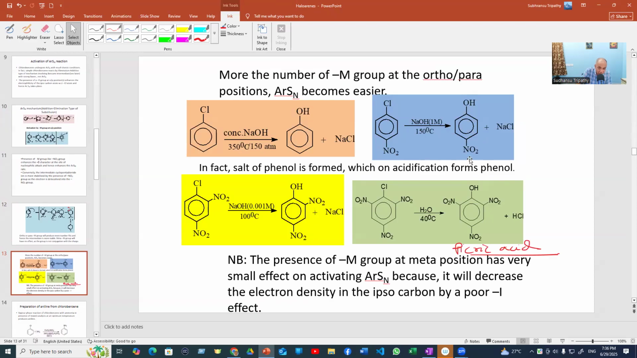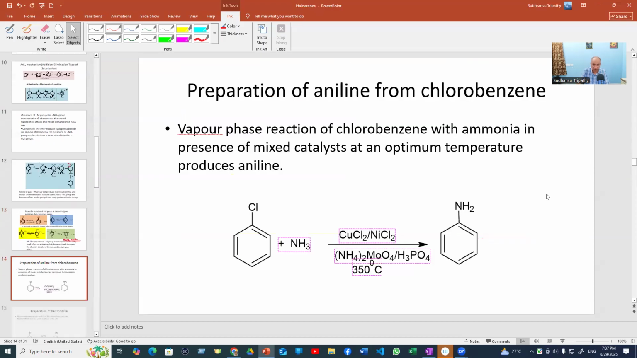And if there is one nitro group, ARSN starts. The conditions are less vigorous. Instead of 150, move with 100, and the concentration is 1 M. So the conditions are less vigorous. And ARSN starts here because there is a nitro group. If there are 2 nitro groups, the conditions are still less severe. 0.001 M and 100 degree. And if it is trinitro, then only water at 40 degree will make it picric acid, 2,4,6 trinitrophenol. I have already explained this, need not write.